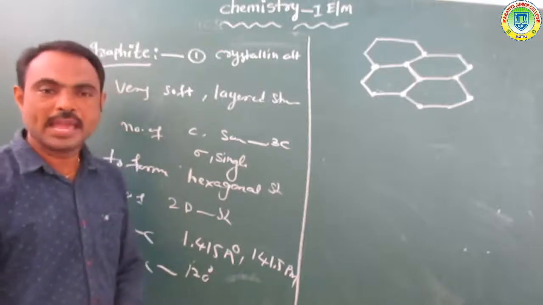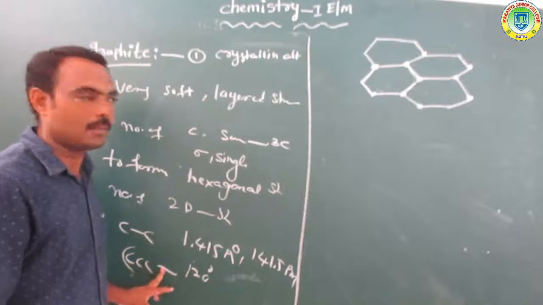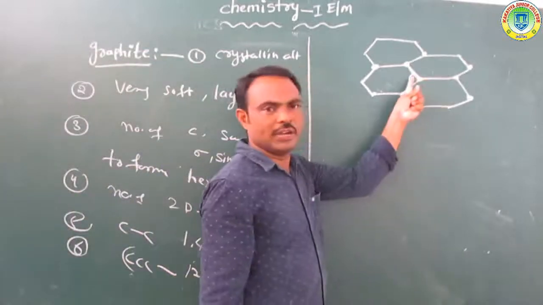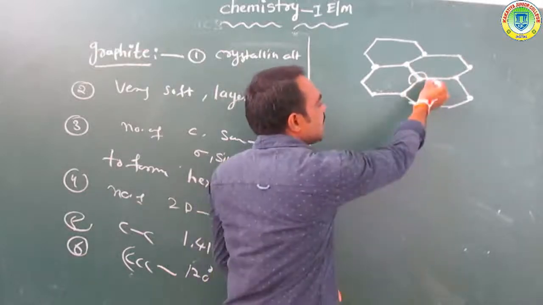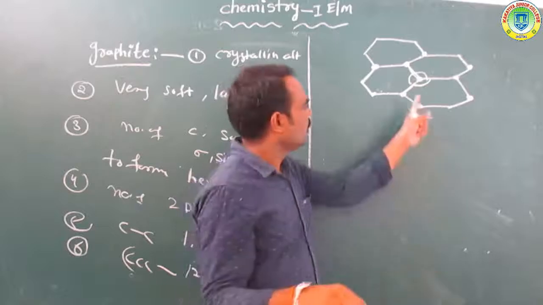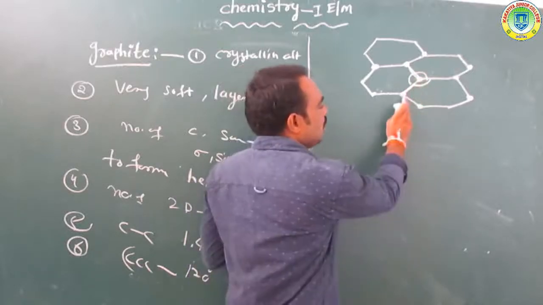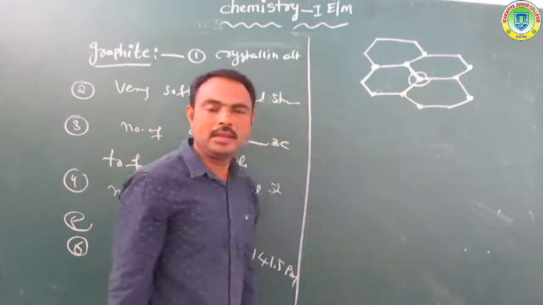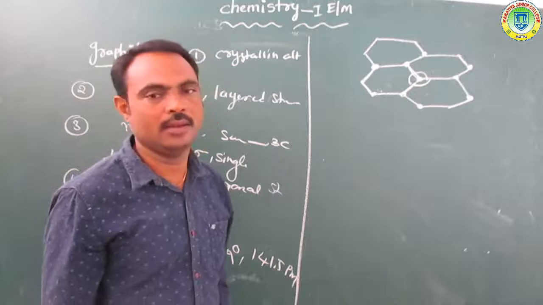How much is the bond angle? 120 degrees between carbon and carbon. Suppose this angle is 120, this angle is 120, and this angle is 120. The total circle is 360, so each is 120. That is the bond angle between carbons.